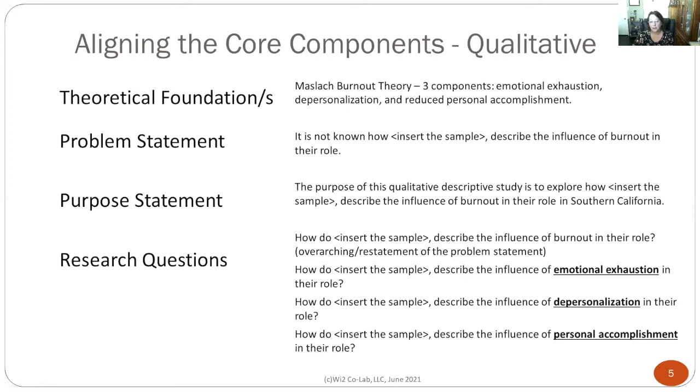There are employee engagement theoretical foundations, and then you would bring both theoretical foundations into this problem statement. Now, unfortunately or fortunately, both the Maslow burnout theory and employee engagement have quantitative surveys. So you're really going to have to justify why you're going to be doing a qualitative study using those two instruments or those two theoretical constructs for your study.